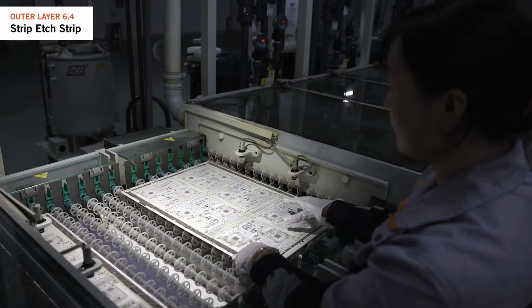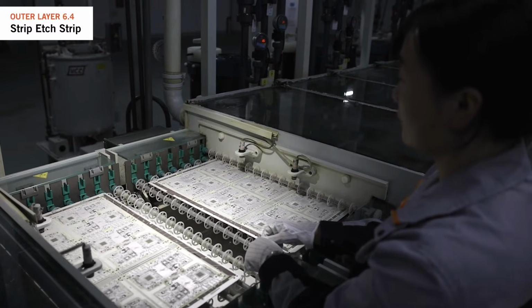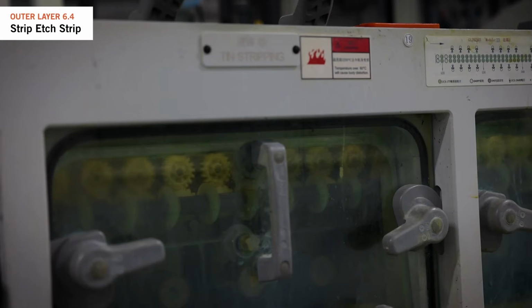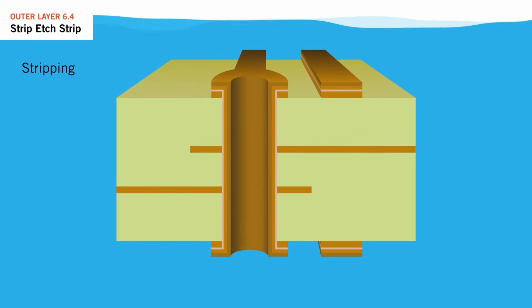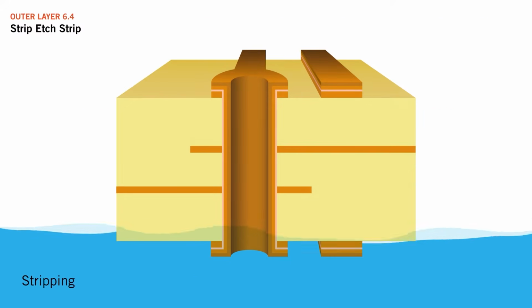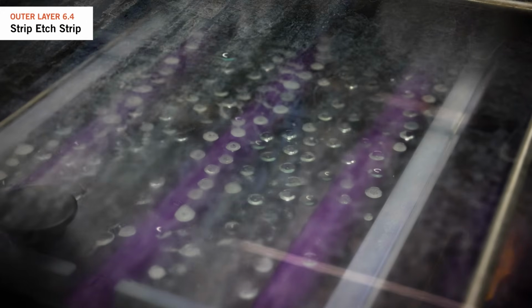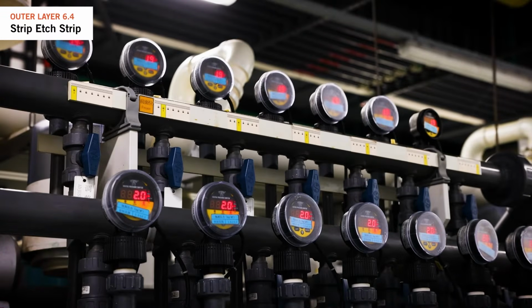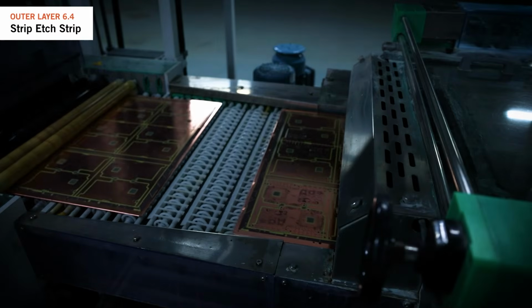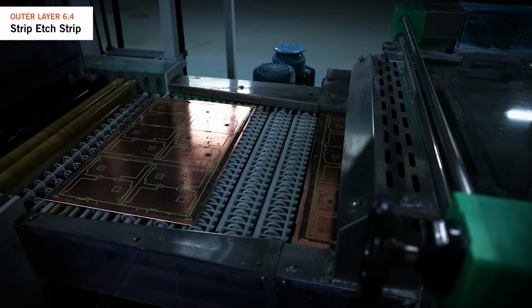Once the unwanted copper is gone, we need to remove the tin deposit, which protected the desired copper during the etching process. This is done using an acid solution, leaving behind the final outer layer copper circuitry. Like in previous chemical processes, we finish with rinsing and drying. It's worth noting that at this point, the PCB is fully electrically usable.